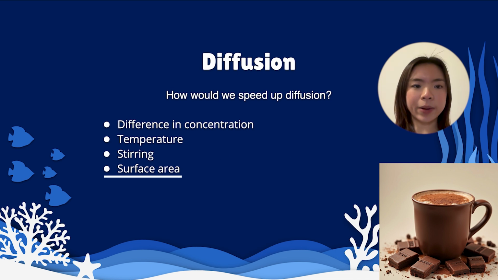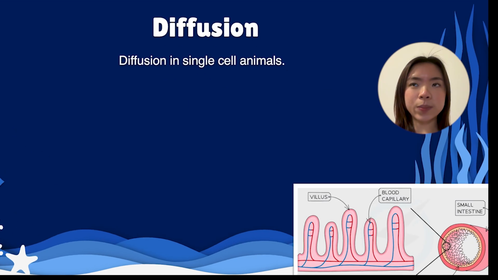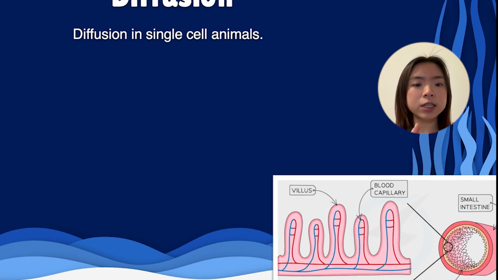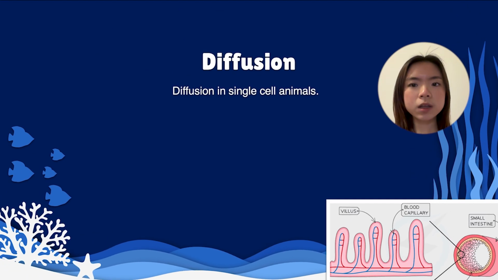Next is thinking about surface area. So this is about the surface area of the membrane. So for example, if we're trying to pass a gas through a cell, if the cell had a larger surface area, then the rate of diffusion for the gas would be faster. So diffusion can occur in single-celled animals, and this is because they have a relatively large surface area to volume ratio. And this transport through diffusion is sufficient for them to meet the needs.